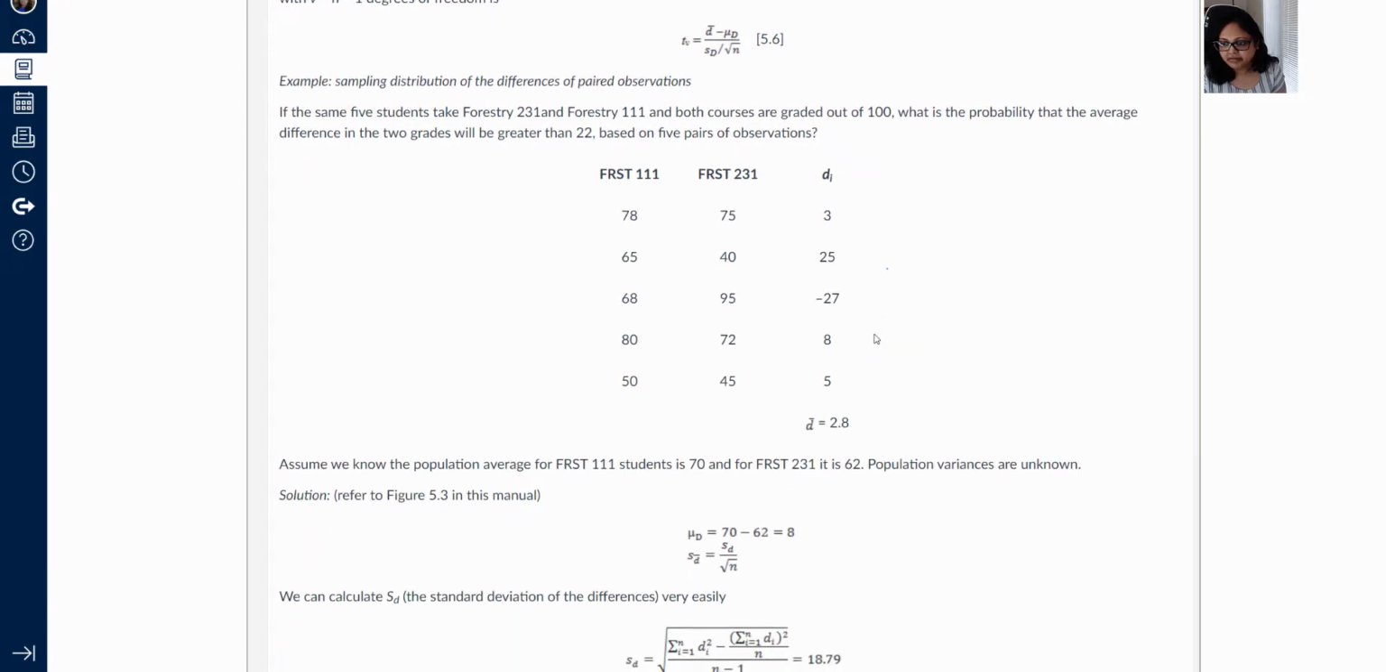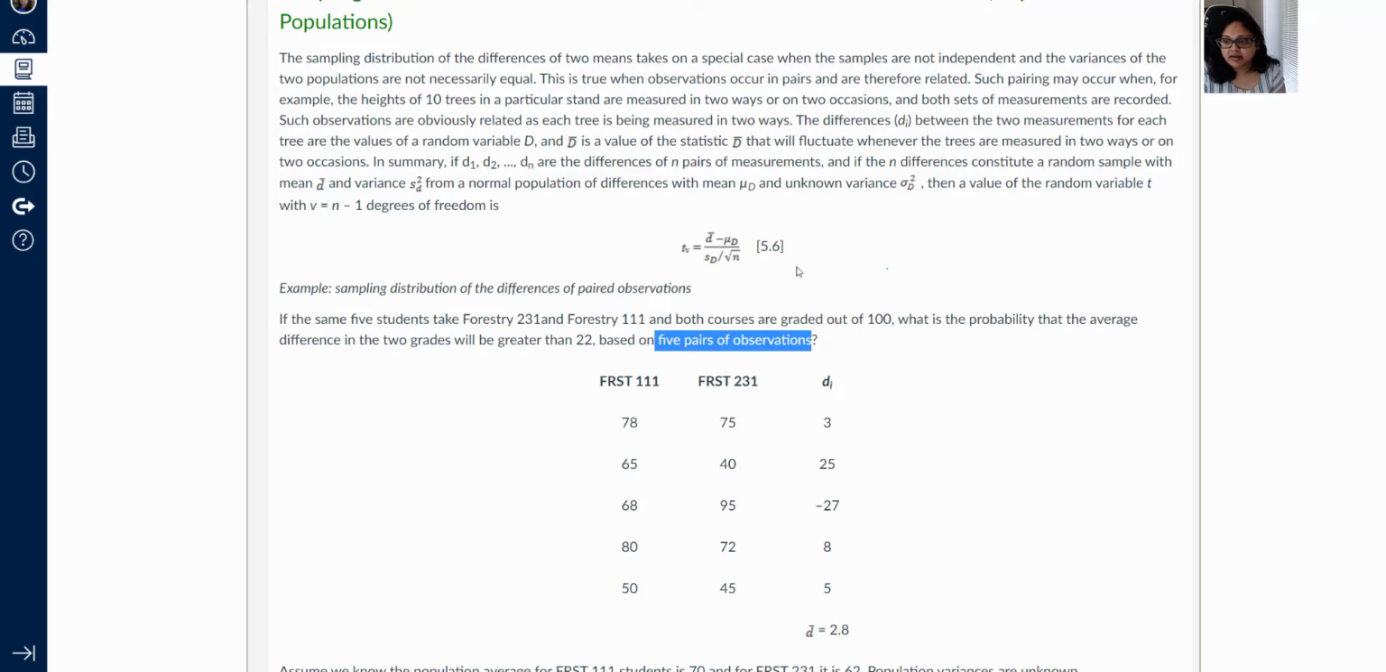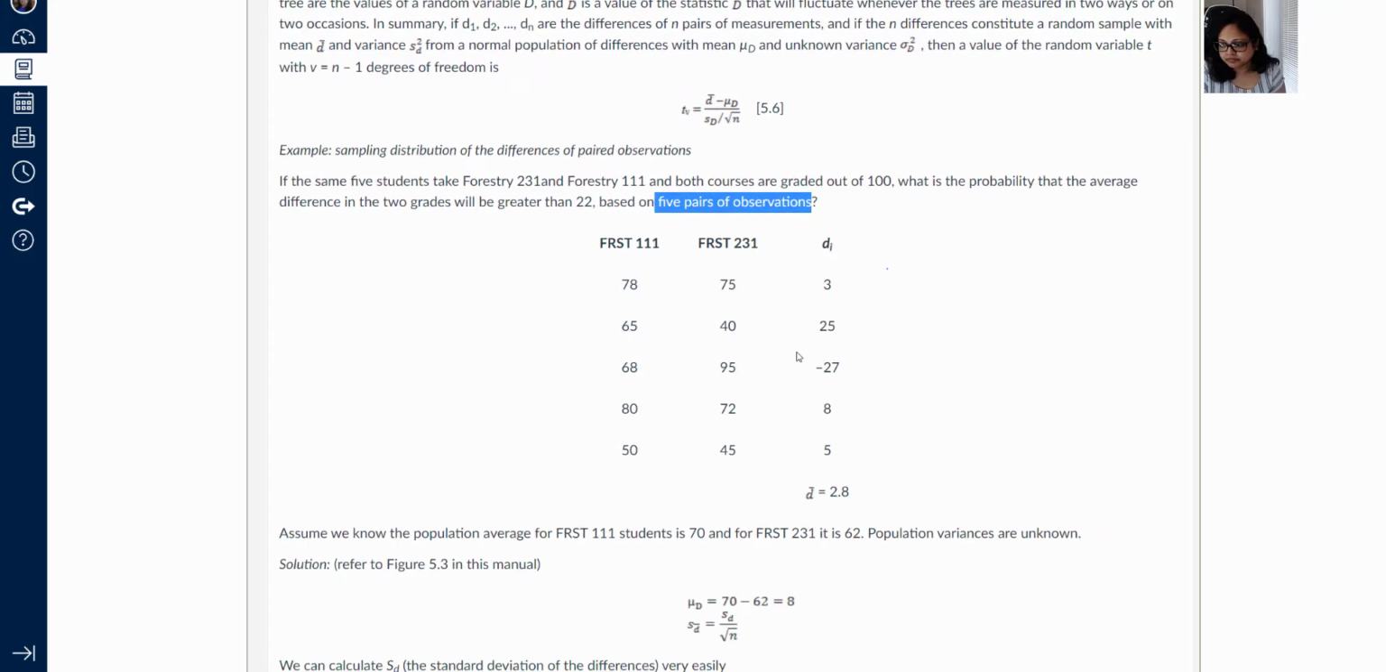So you can see we have given you an example where we have 5 students for ST231 and 211. Both grades are out of 100, and what is the probability that the average difference in these two grades will be greater than some value. You can see it says based on 5 paired observations. That means they are not different populations. They are actually from the same population, or maybe there is some dependency going on. So the students might be the same.